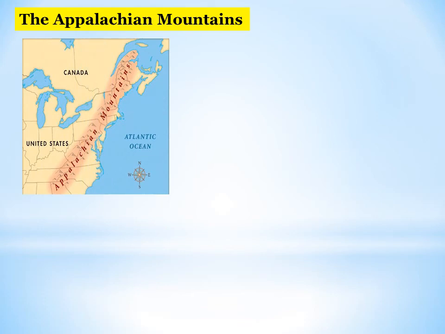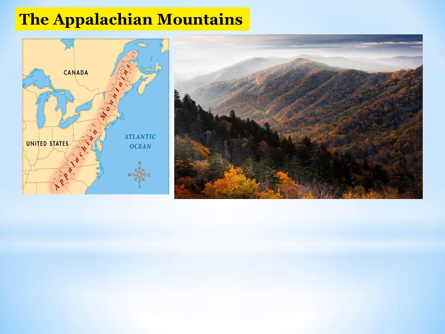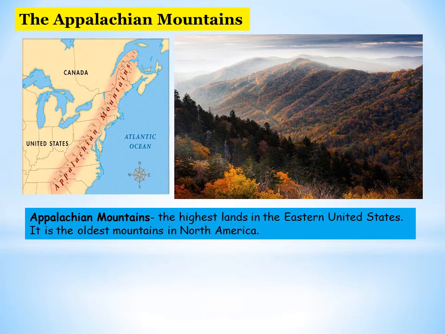Let's proceed to the Appalachian Mountains. Look at the map here again, grade 4. Earlier, we talked about the coastal plain, which is an area of lowland that lies along the coast of the Atlantic Ocean. Now, as you move west from the coastal plain, the land rises higher and higher. And finally, grade 4, you reach the highest lands in the eastern United States, which is called the Appalachian Mountains.